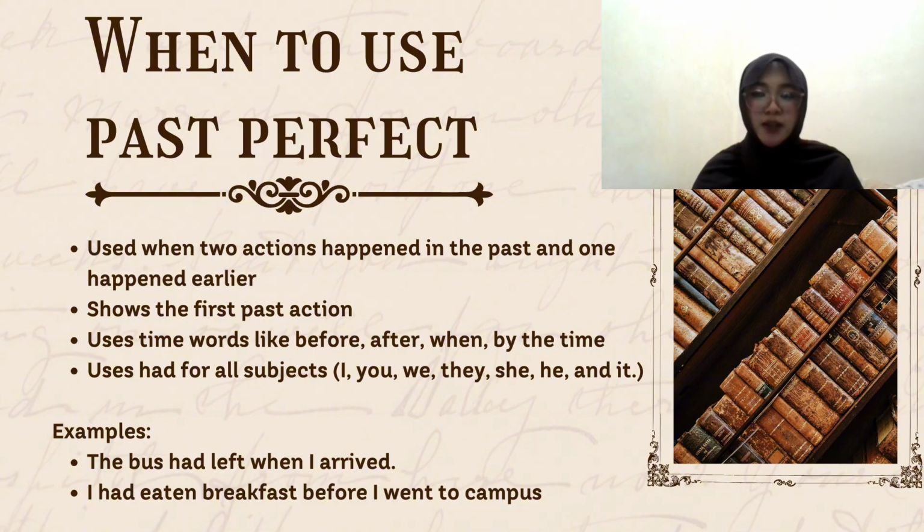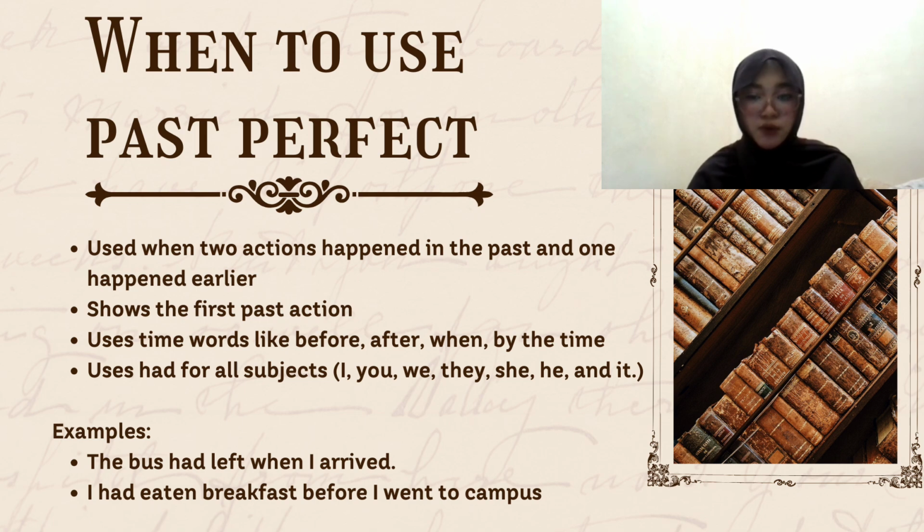When to use past perfect? So we use the past perfect when two actions happen in the past and one of them happened before the other. We often use time expressions like after, before, when, or by the time. And the important thing to remember is we always use had for every subject, whether it is I, you, we, they, she, he, it.